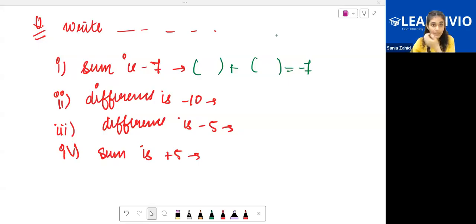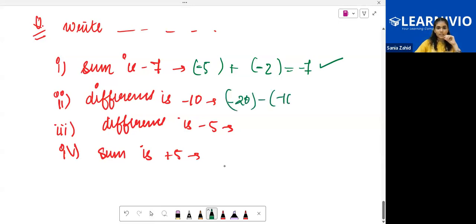So you have sum is -7. So what are your answers? -5 plus -2. Okay, that's correct. Difference is -10. -20 minus -10. Okay, correct.